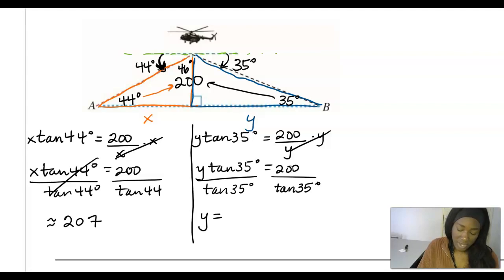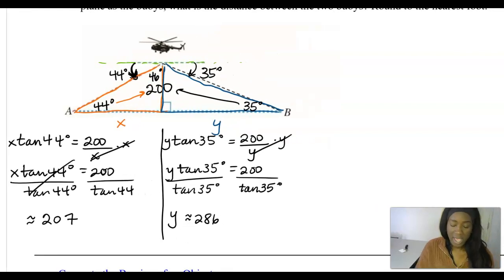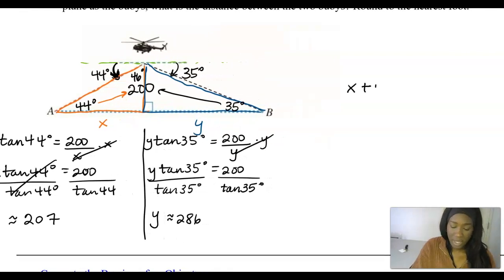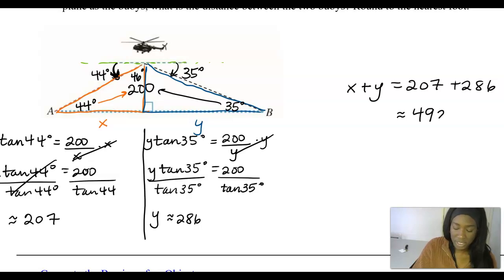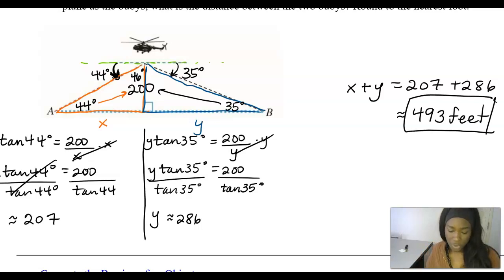And 200 divided by tangent 35 is approximately 286. So now that we know x and y, we're able to add them together. So 207 plus 286 gives us an approximate distance of 493 feet between those 2 points in the ocean.